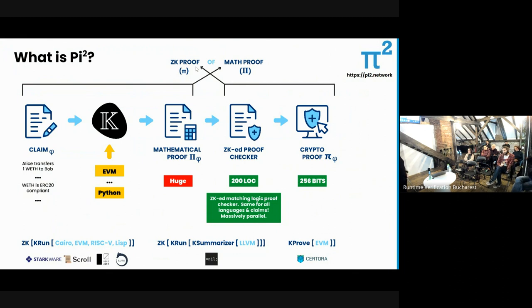Now I know for sure it's correct. I don't have to trust K anymore. K is like ChatGPT. K searches for a proof for me. I tell it what I want, and K gives it to me. And it says, I think it's true. Okay, let me check it. So I check it with the checker.